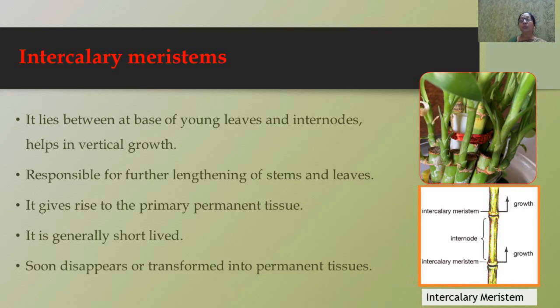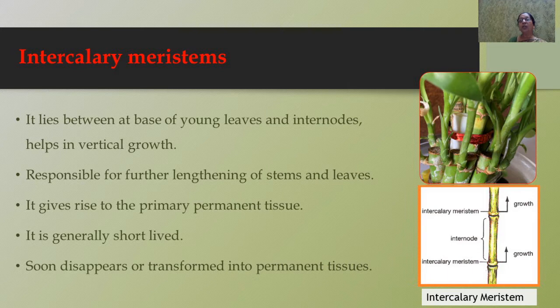These intercalary meristems, which are present at the nodal region, are generally present only in monocotyledons. In monocotyledons, lateral meristems are not seen because in monocots secondary growth is generally absent. There is very little increase in the girth of the stem. You have seen the bamboo plant; the girth of the bamboo is very small compared to its length.